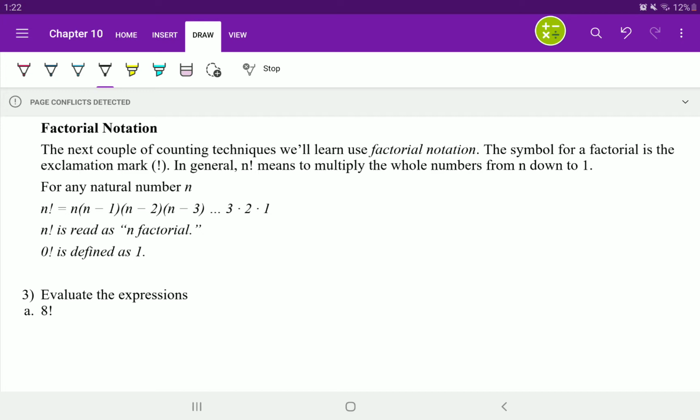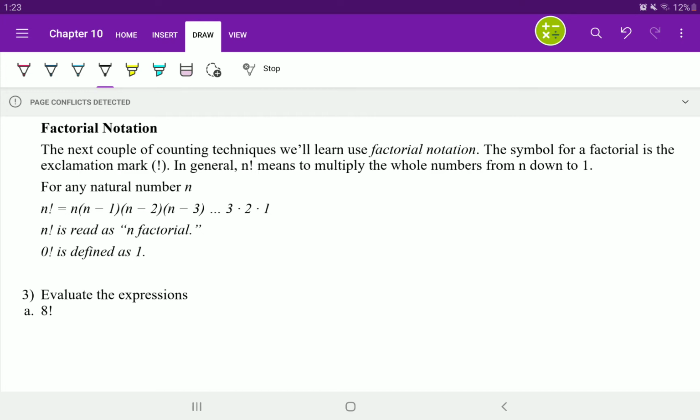Okay. Now, read n exclamation as n factorial. So I won't know if you say it or not, but it won't be n exclamation mark, it'll be n factorial. And 0 factorial is defined as 1. The reason why is because how many ways can you choose 0 objects? There is only one way to choose nothing, and that's just by having nothing. That's why 0 factorial is 1.